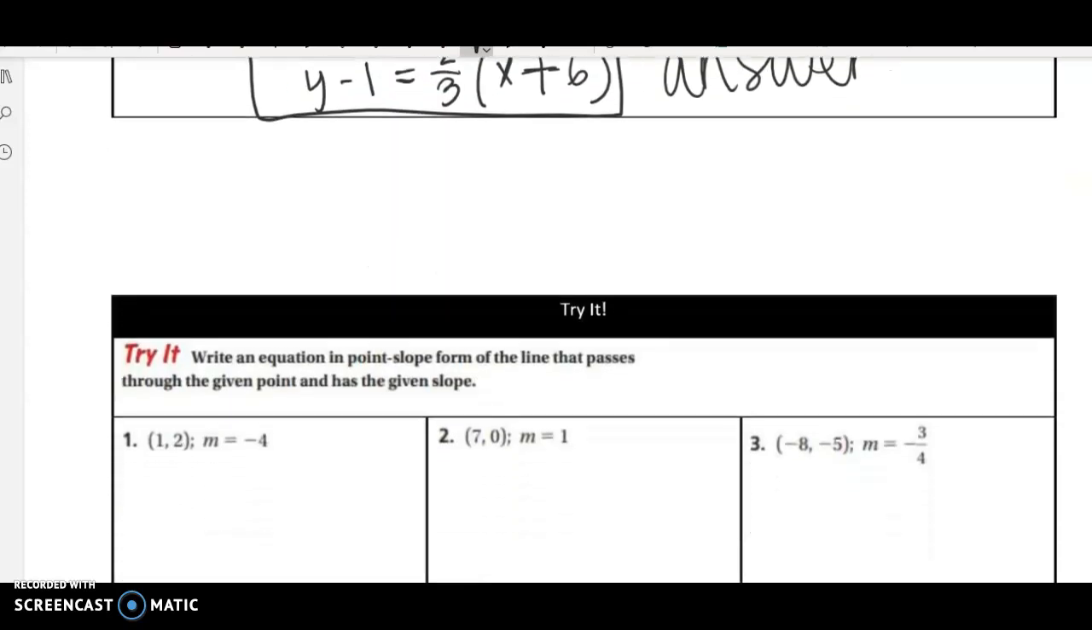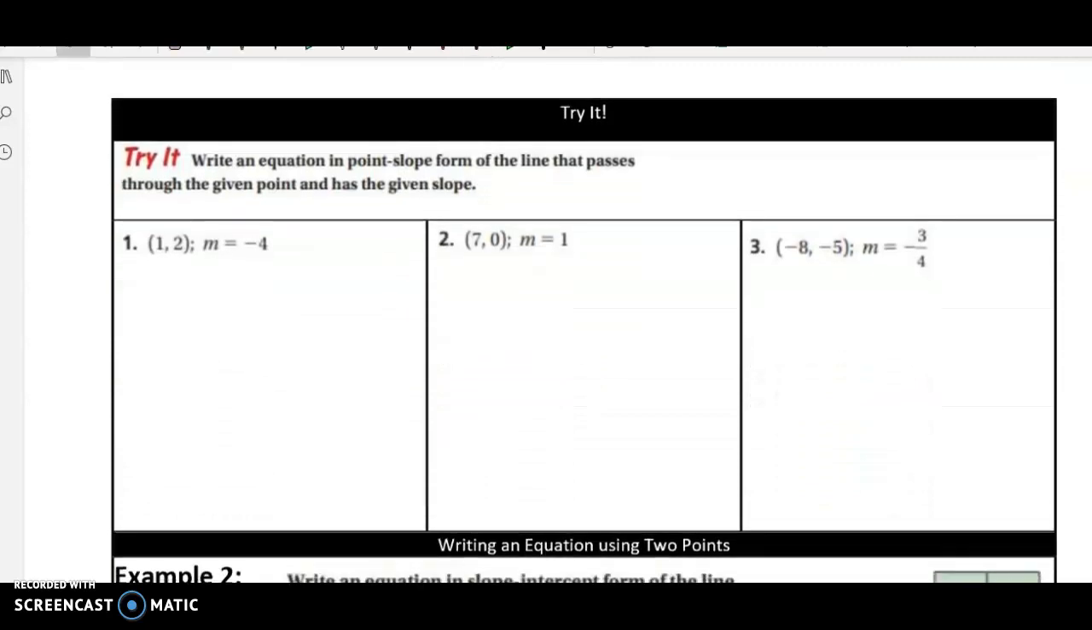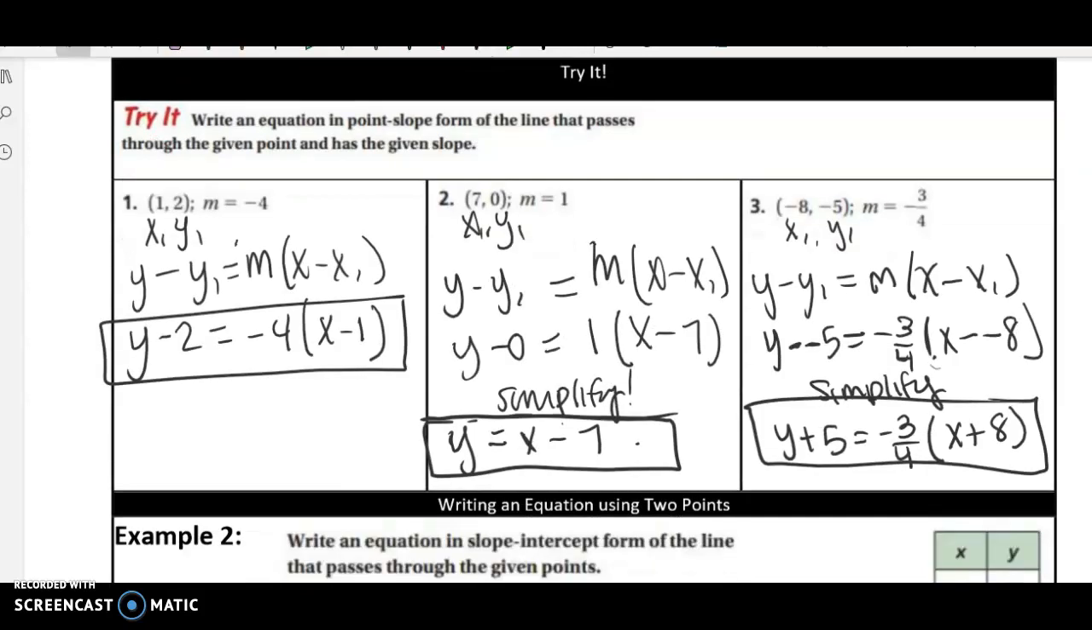So I want you to pause the video and try the try-its, which are 1 through 3, and then check your answer with mine. All right, so the first thing I did was label my points. And so I labeled my x1 and my y1. And then I rewrote the equation that I knew I was going to have to plug into, which is point slope. That way all I had to do was see what numbers had to change, and it made it really easy to plug them in. So we get y minus 2 equals -4 times x minus 1.